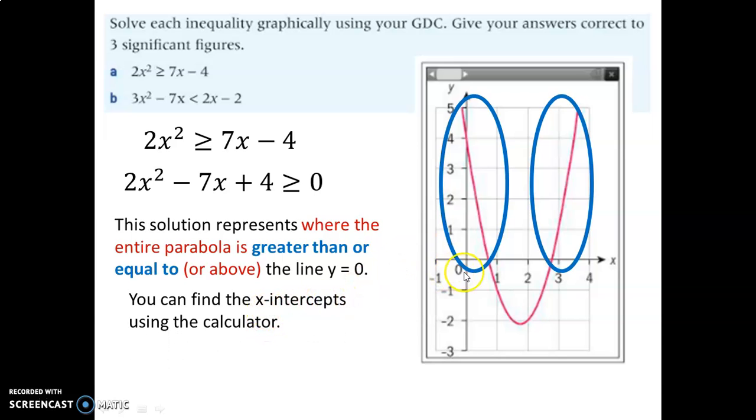You can find the x-intercepts again on your calculator, hopefully you found those, and then you can state your solution set. So when x is less than 0.719, which is these values, and when x is greater than 2.78, which is from here onwards, so it's those values. Again, consider the solution carefully.